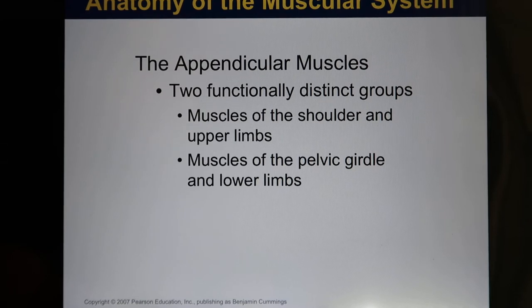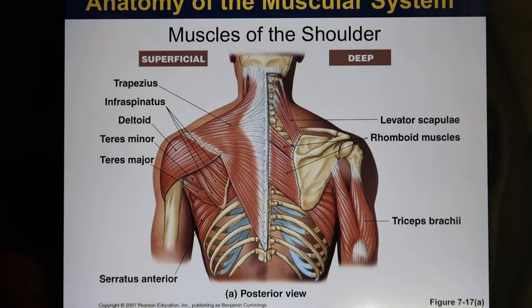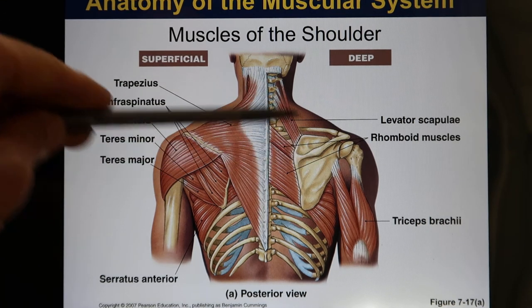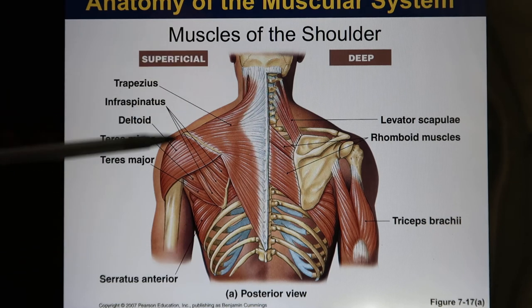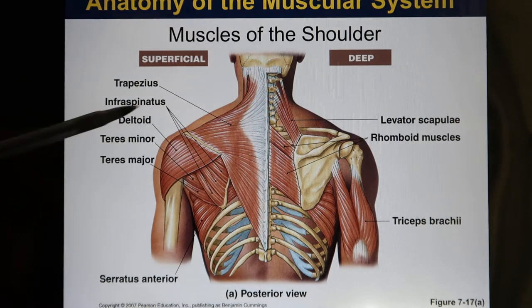Now we reach the appendicular muscles, so in your arm and your leg. We're going to look at these muscles. In your textbook, you have very good pictures. Usually they show you two sides because muscles have layers. One side is the outside layer, and then they peel this away so you look at the inside layer.